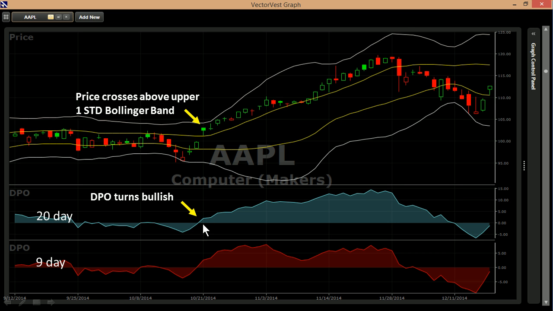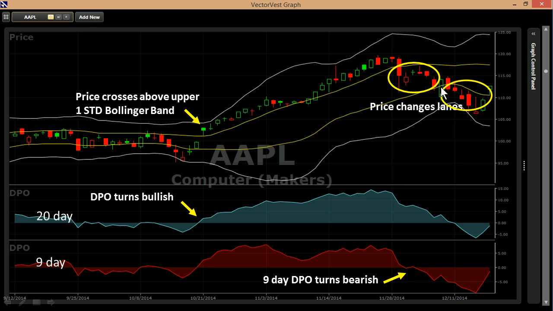We also get the 20-day DPO. It creates a really nice trading lane for us. Price of the stock remains in that lane for what seems like a few months now. It does cross into the middle lane. The 9-day DPO does turn bearish, and we can see once again that price really starts to break down from there.